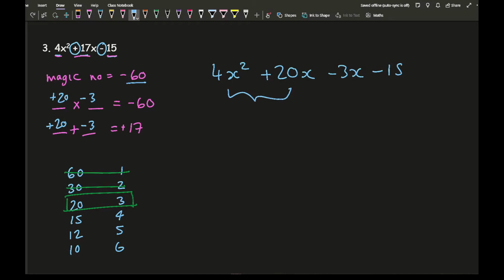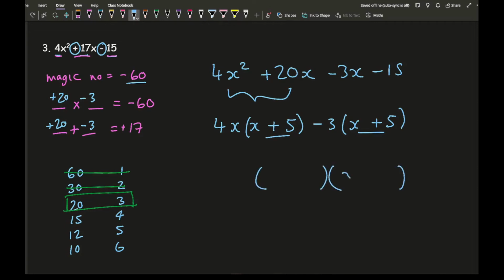So here, factorising the pairs: what goes into both 4x squared and 20x? Well, that's going to be 4x, and then I've got x plus 5. And then what goes nicely with 3x and 15? Well, it's going to be minus 3, and I've got x plus 5. And again my brackets are the same, so it's good, I'm on the right track. So then setting up my brackets, I've got x plus 5, and then in the other bracket I'm going to have 4x, and I'm going to end up with minus 3.